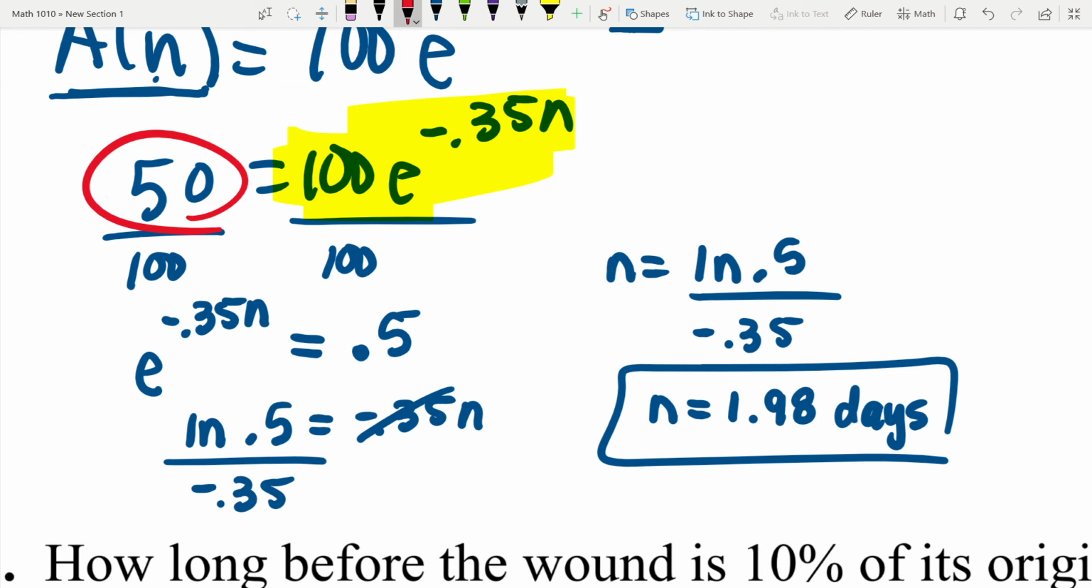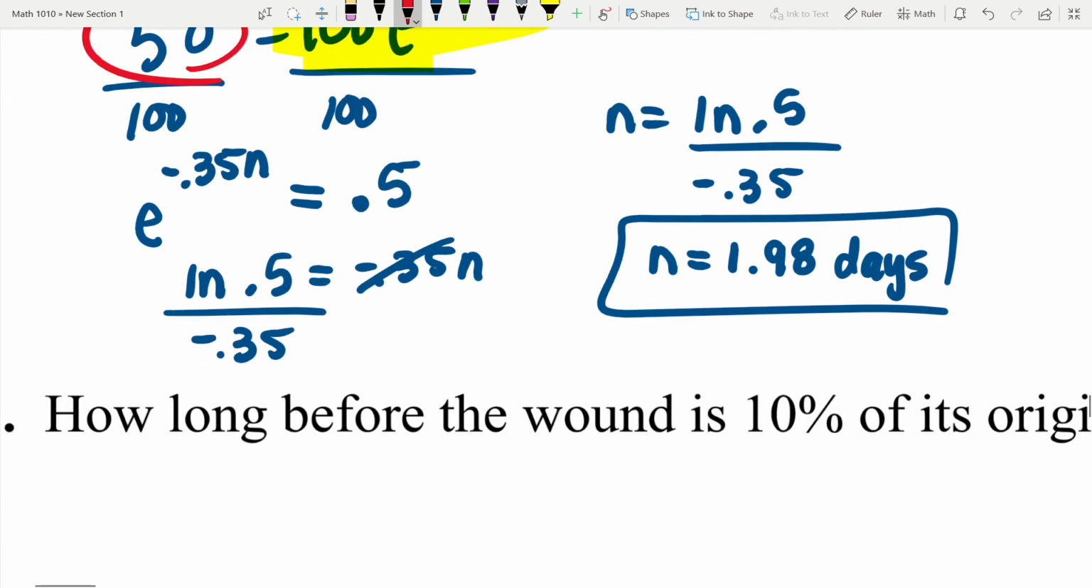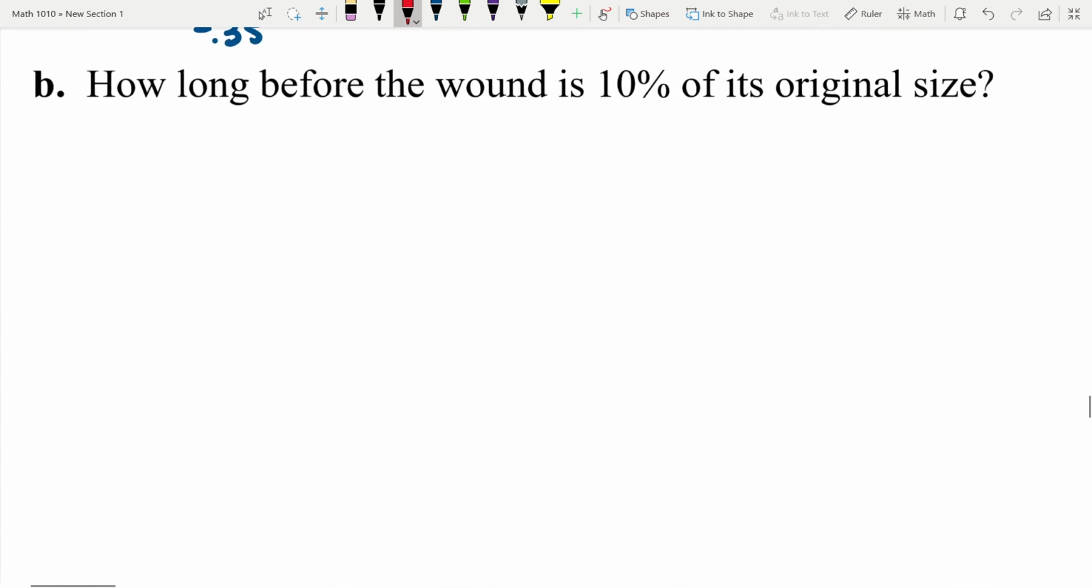So everybody go 100, second, ln, negative 0.35. The n is my memory variable, so I go recall, enter, close it, enter, bam. I got it right. How do I know I got it right? I plugged it back in and I got a 50, which was half of the original. Okay, who says I understand? Let me see. I've got to hurry and finish question B.